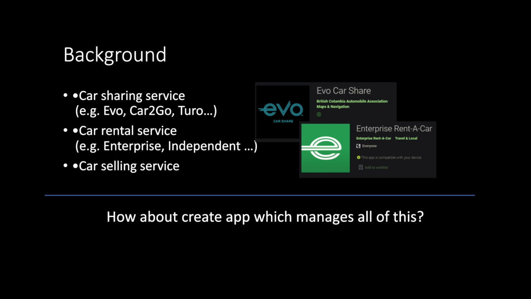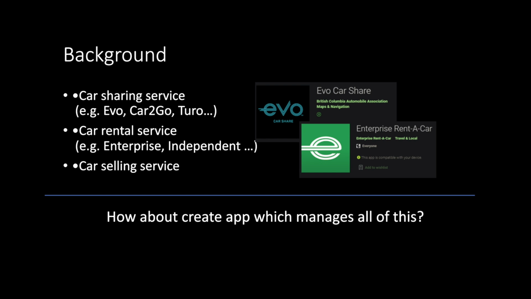Before I talk about the app, I want to talk about the background of the other apps and why we created this app. As you know, there are many applications for car rental and purchases. For example, there are apps like Evo and Car2Go, which can rent a car. And there is also the Turo app, which is emerging today. It applies the Airbnb concept to a car. And there are also car rental services, with app names like Enterprise and Independent. And there are other features that help, like car selling services.